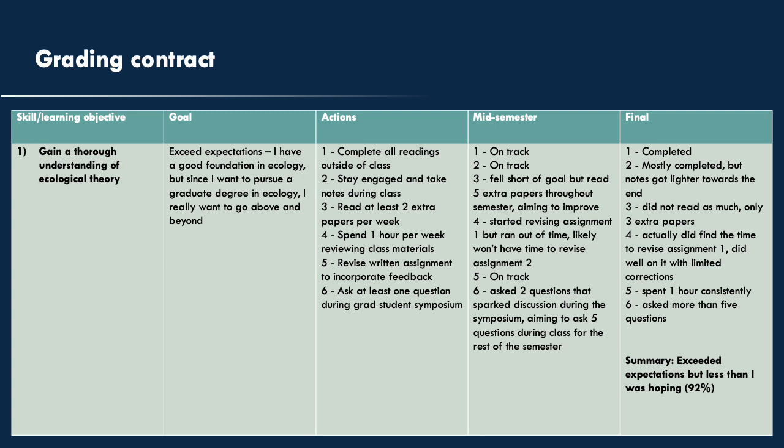So some of them are obvious, like complete all the readings that I'm assigning. Well, if you want to go above and beyond, then you certainly should do that. You want to stay engaged, and then you can also think about some really quantitative ways of how you might be able to go above and beyond. So for example here, and keep in mind these are just examples, it would be read at least 2 extra papers a week, spend 1 hour per week reviewing class material, revise written assignments to incorporate feedback, and challenge yourself to ask at least 1 question during the graduate student symposium that we're going to have.